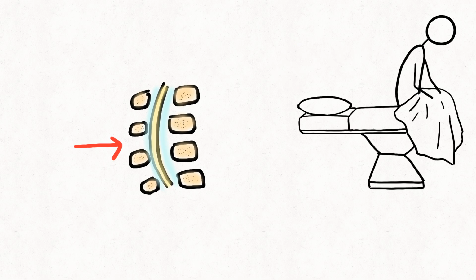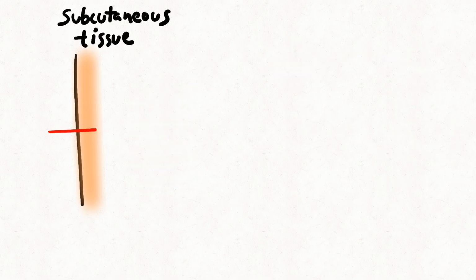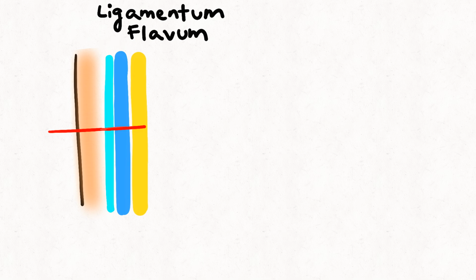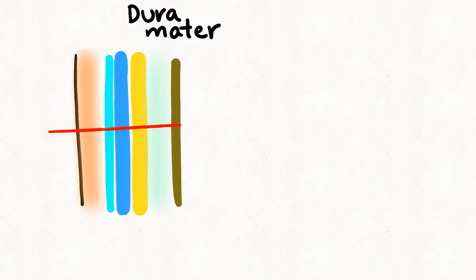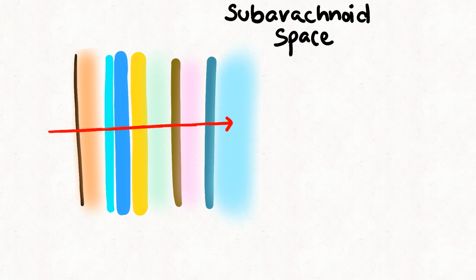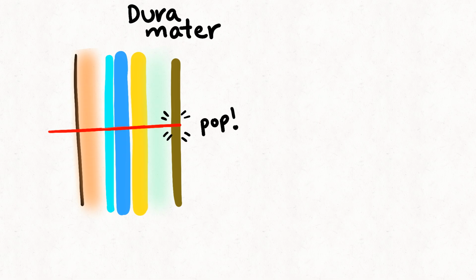The spinal needle will pass through skin, subcutaneous tissue, supraspinous ligament, interspinous ligament, ligamentum flavum, epidural space, dura mater, subdural space, arachnoid mater, and then finally reach subarachnoid space. A slight pop may be felt when dura is pierced.